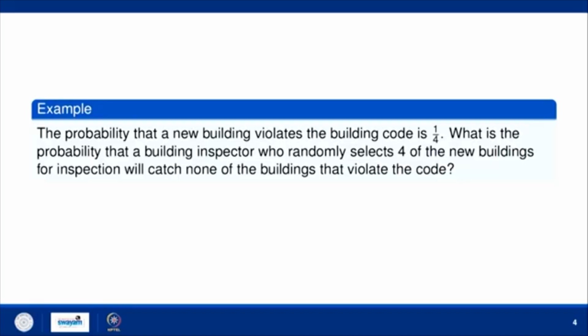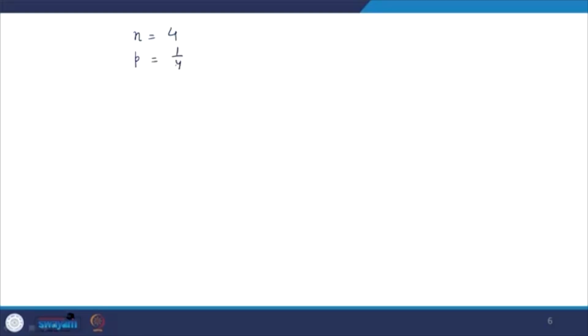So, what is n? First identify n. The number of new buildings is 4. What is the probability of success? Here success is violating the code, and that probability is 1 by 4. So, what is q? q is 1 minus p, that means 3 by 4, not violating the code.